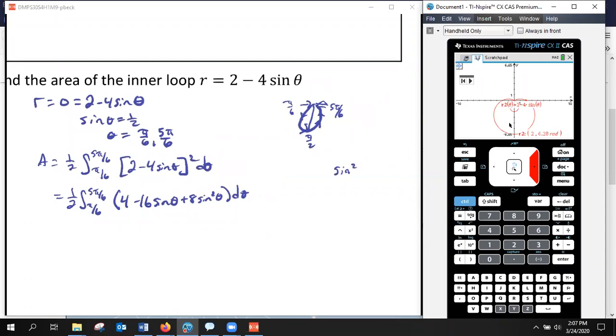Remember, sine squared theta is going to be 1 minus cosine of 2 theta over 2, where the cosine one was 1 plus. Mr. Beck, 4 squared is 16.